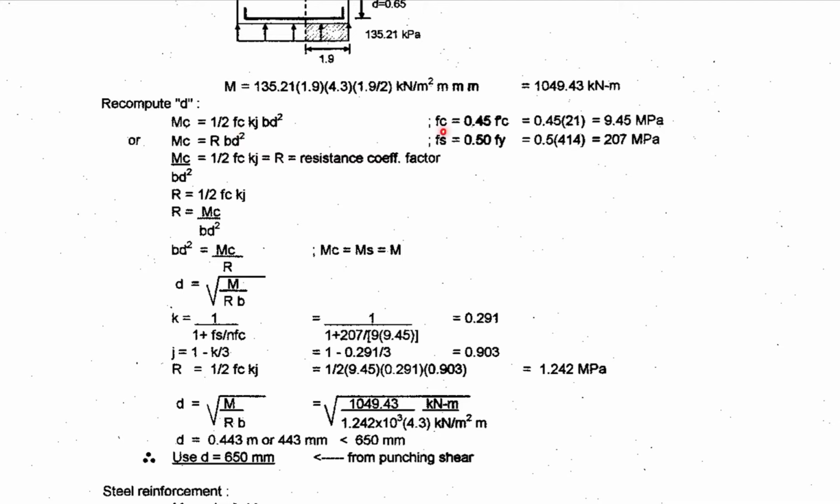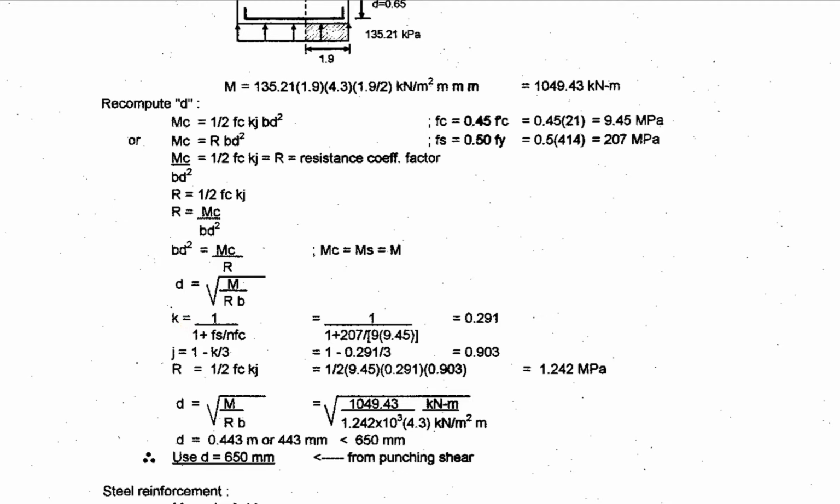Okay, so given you have Fc prime, you solve for Fc, and then Fy is also given, so you solve for Fs. So now your Fc is equivalent to 9.45, your Fs is 207. So you substitute, or okay, solve first, by the way, your K and J.